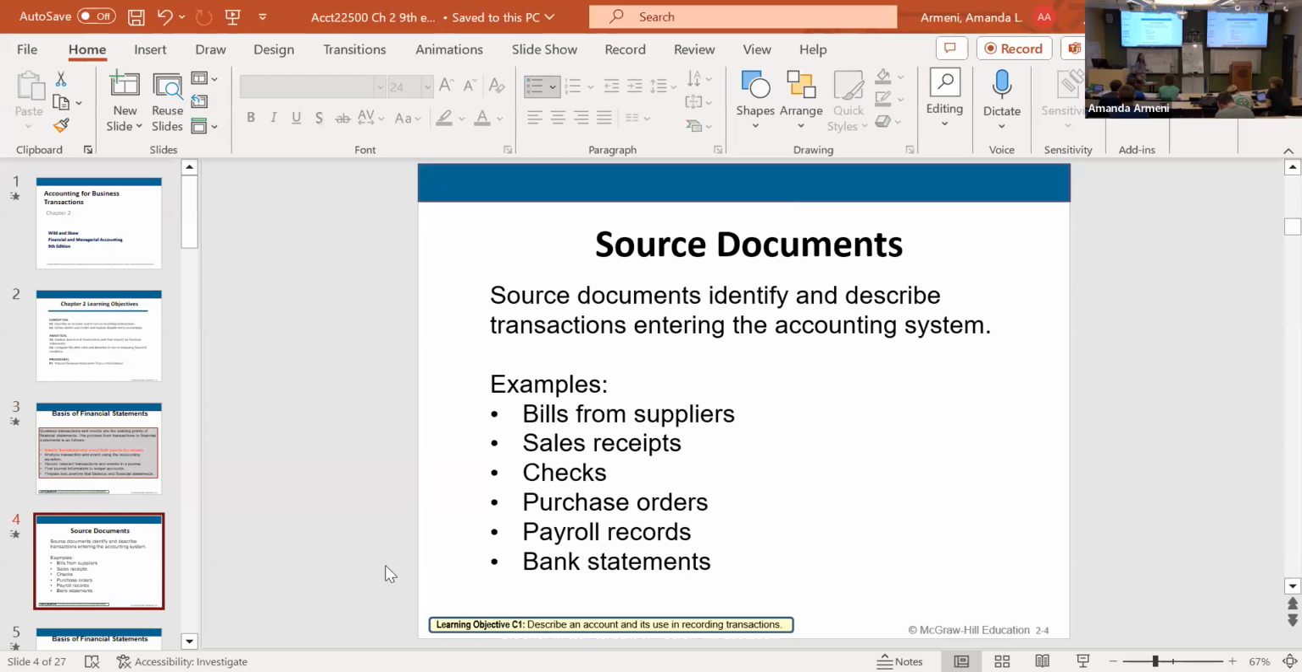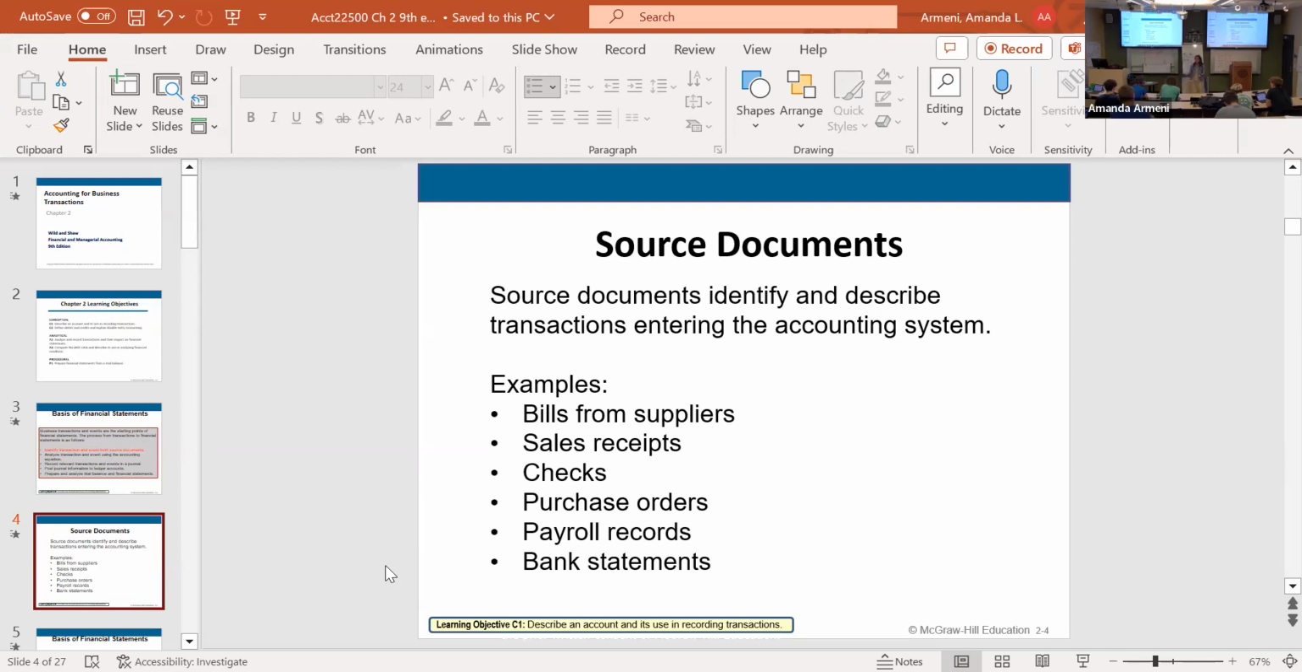So what is a source document? A source document is some type of evidence, okay, that triggers the transaction occurring. For instance, a bill comes in from a supplier. If a bill comes in from a supplier, that means that we bought something and we owe them money. There's a transaction that needs to be put in our accounting system. Are you with me? We bought something. We haven't paid for it yet. We have to put that in our accounting system. Sales receipts, right? If we have a log of our landscaping company, right?